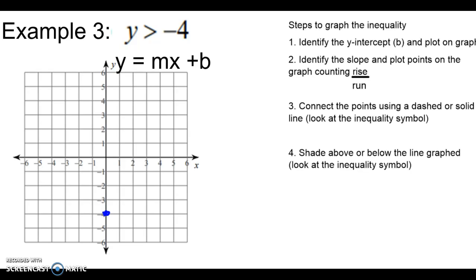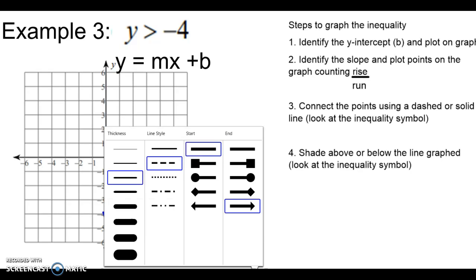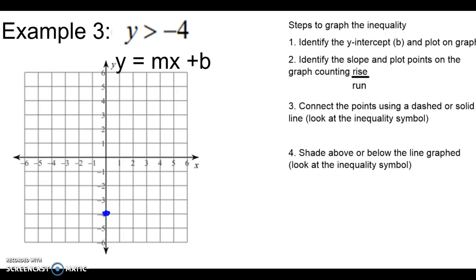And then since my slope is not represented by a number here, that means that our slope is actually 0. When they give you just the y-intercept, your slope is 0. So that means that we're going to have a horizontal line. And we have to look at our inequality symbol to determine if it's going to be dashed or solid. Since this is a greater than symbol, we're going to have a dashed line straight across our graph.